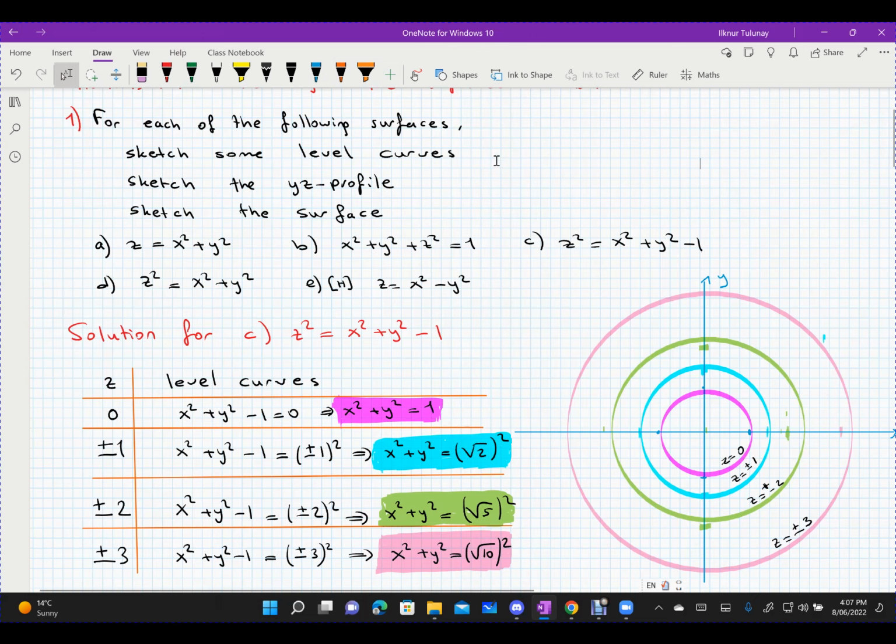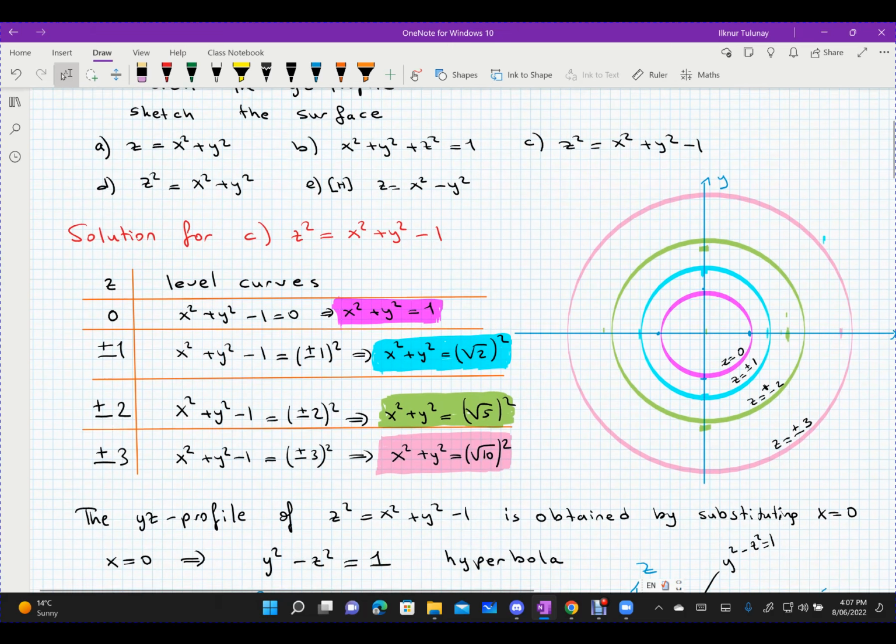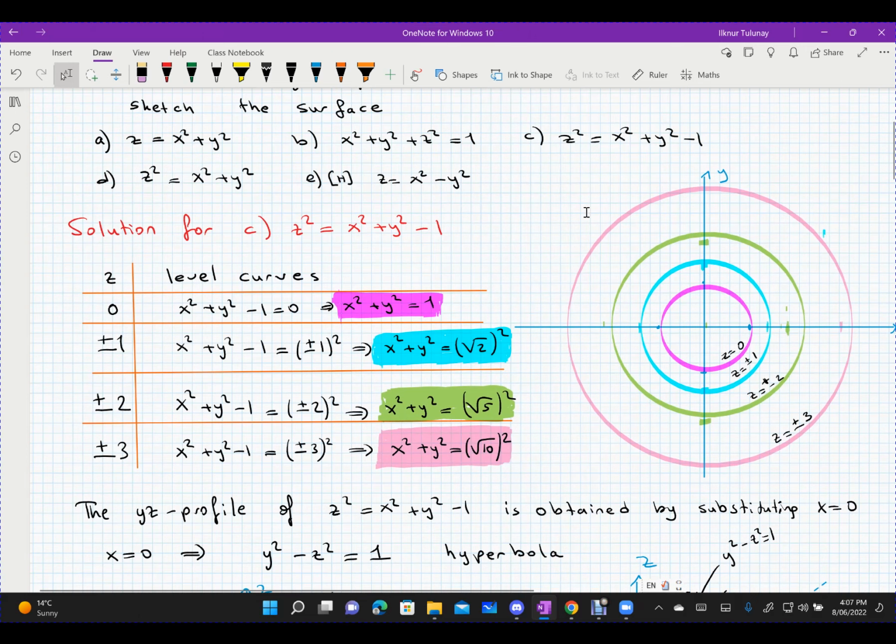So the level curves give us the projection onto the XY plane, and then the YZ profile will give us a view or a projection for the YZ plane. Then by thinking of these two cases, we try to visualize the surface in three-dimensional space. That's the idea for this question. In your question set, we have several surfaces. I'm going to solve this question for the C part and E part.